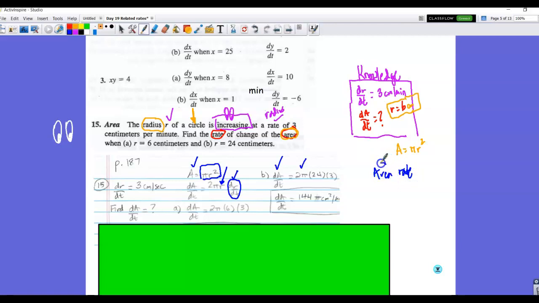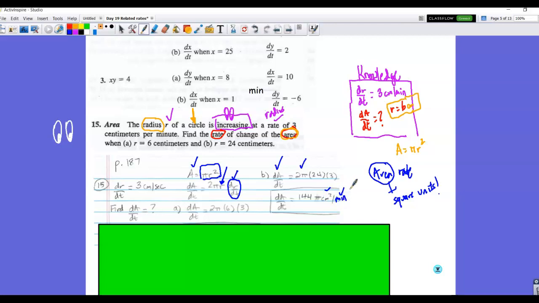So think about it. What units is area measured in? Well, we know that area from geometry is measured in square units. Therefore, the rate of area would be square units per time. So centimeters squared per second. Minute, actually. This was in minutes. So if that said seconds, it should be minutes.